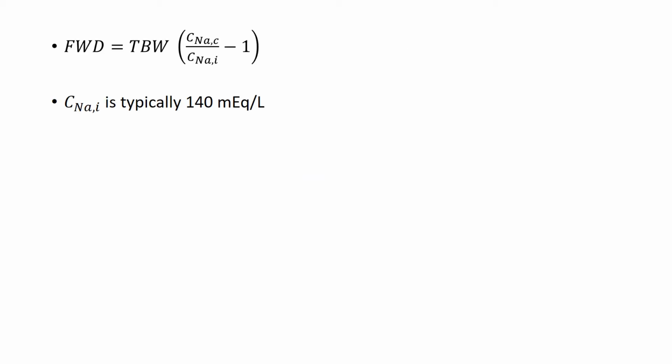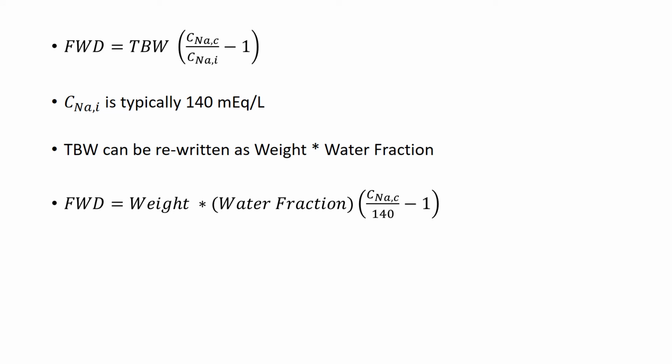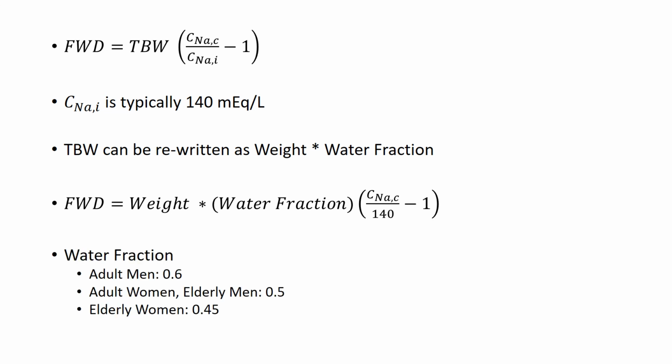But really, the ideal concentration of sodium is typically 140 milliequivalents per liter. And total body water can really be rewritten as your total weight times whatever fraction of that is water. Classically, we're just taught to think 60%, but there are certain corrections that I'll show you. So we simply institute those new variables.